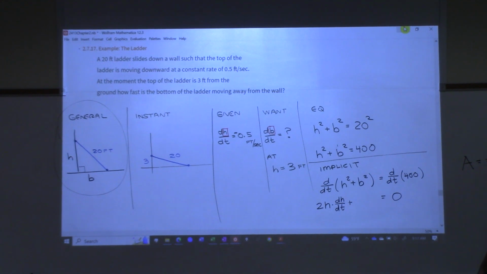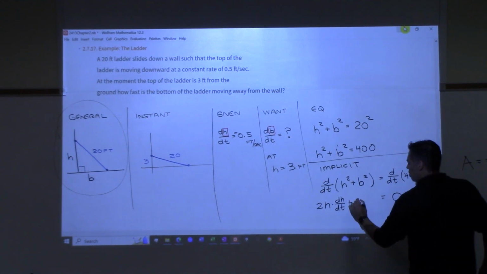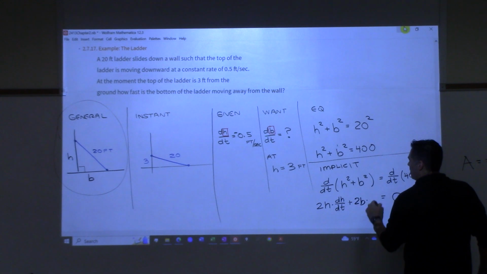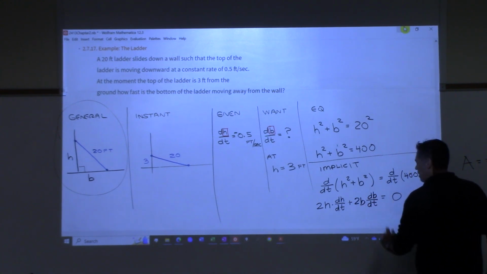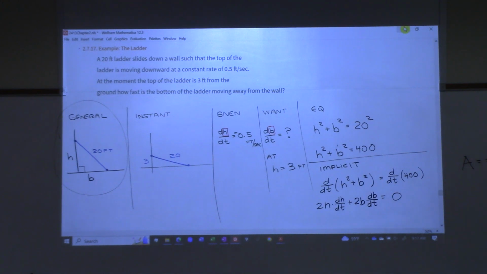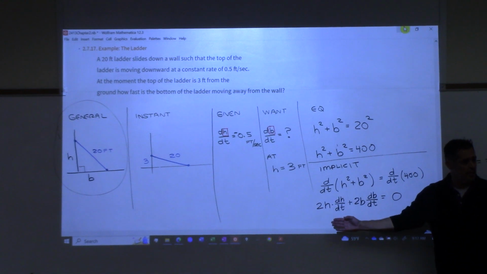How about the derivative of b squared? Same thing, right? We're going to get 2b, chain rule, 2b times, and then we have the dB dt. And that's it. I mean, we're done with the implicit differentiation.